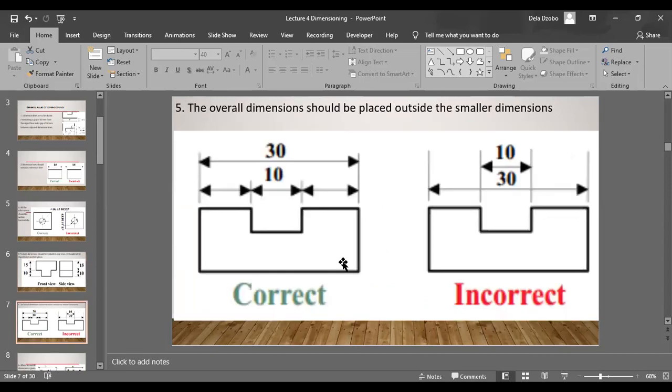Now the seventh rule: the overall dimensions should be placed outside the smaller dimensions. So if you are dimensioning something, there are smaller lengths and then there are larger ones. It's always advisable to place the smaller lengths within the larger one. The idea is you don't want to have extension lines, see this extension line here, crossing dimension lines.